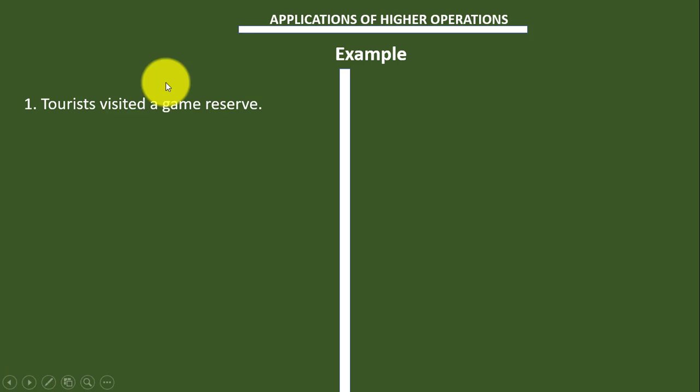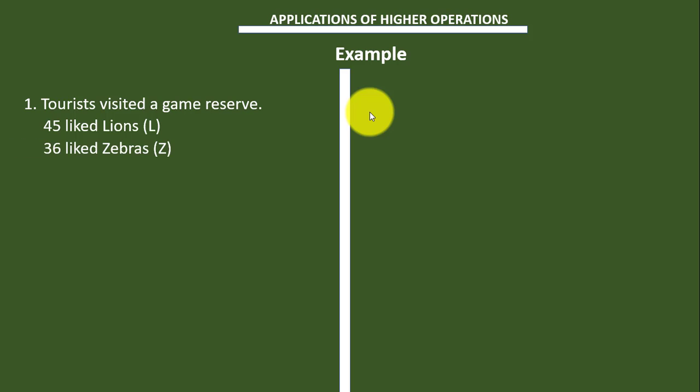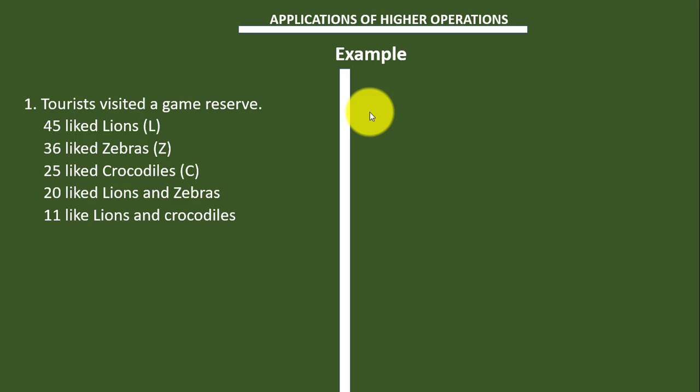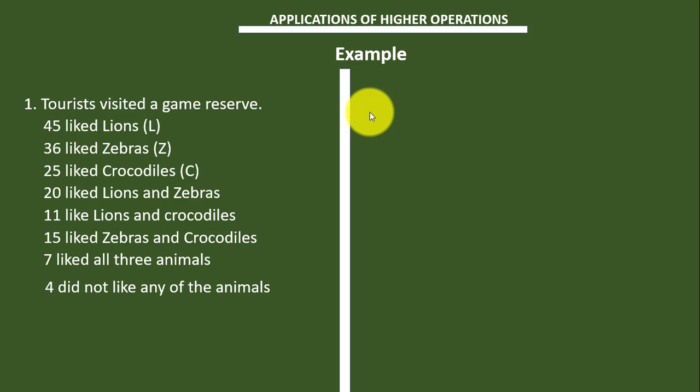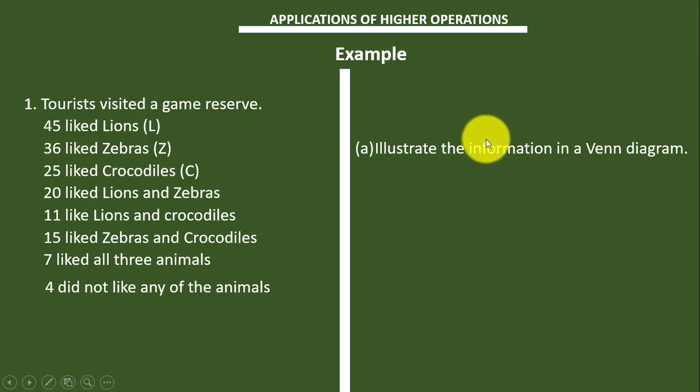Tourists visited a game reserve. 45 liked lions, 36 liked zebras, 25 liked crocodiles, 20 liked lions and zebras, 11 liked lions and crocodiles, 15 liked zebras and crocodiles, 7 liked all three animals, and 4 did not like any of the animals. And the first question here says, illustrate the information in a Venn diagram.